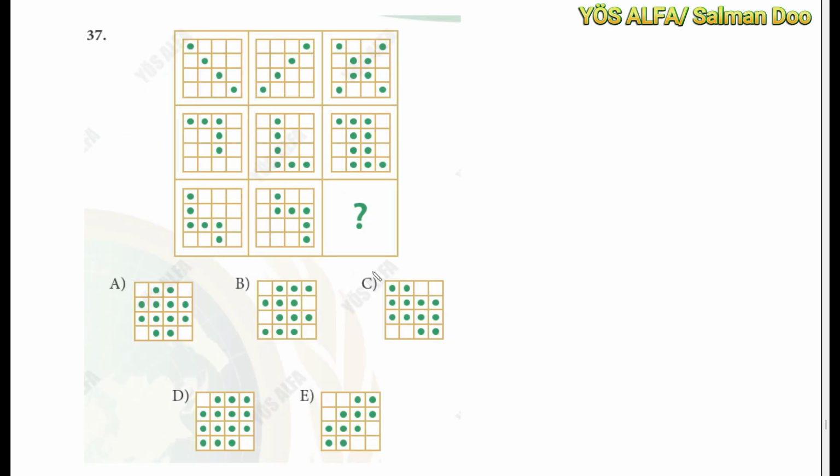In the given figure matrix, the summation of the first and second figure gives us the third one. So when we sum these two up, what we have is this. So the answer is C.